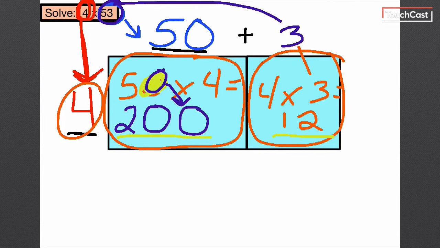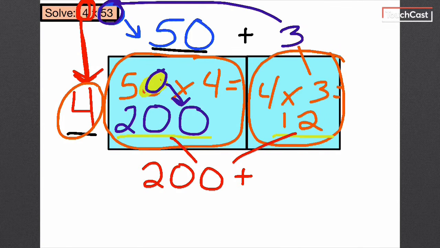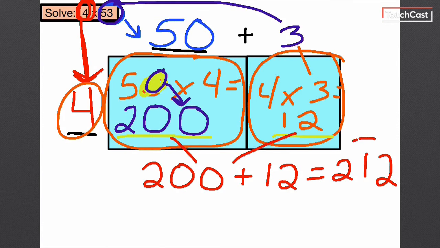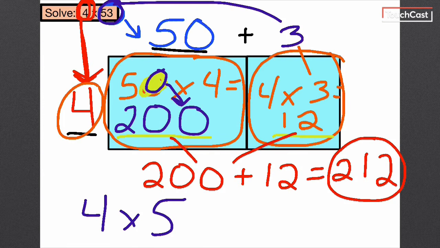Here's one of the last steps. You take your 200, you take your 12, and you have to add them together to find your total product. Now I know 200 plus 12 is pretty easy, it's 212. So right here is my total product. So what that says is my original equation of 4 times 53 is equal to 212.